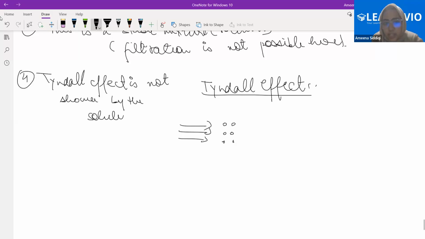Please write the explanation and the reason in your own words: because light does not get scattered because the particles are very small.